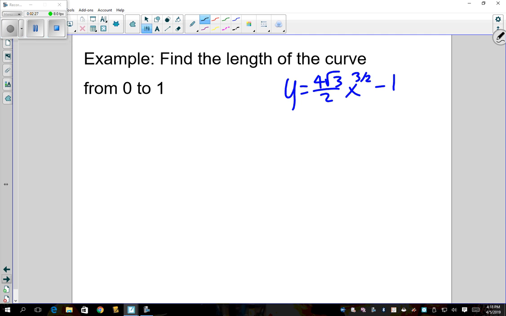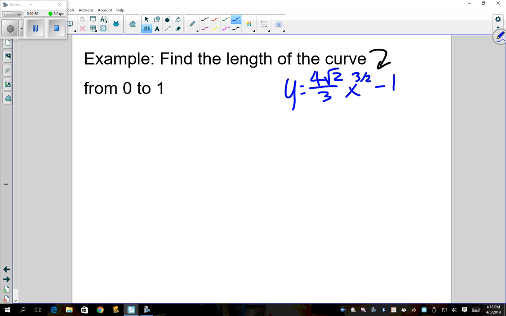So here we're given the curve. I kind of ran out of room to write it, but we're given the curve y equals 4 root 2 over 3, oops, I'm sorry, I wrote this wrong. 4 root 2 over 3, there we go. y equals 4 root 2 over 3 times x to the 3 halves, minus 1. And we're asked to find the length on the interval from 0 to 1.